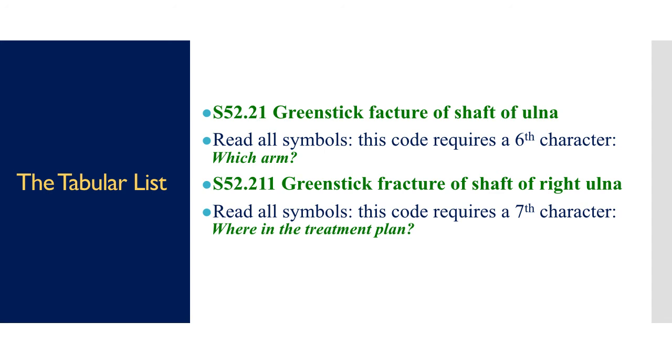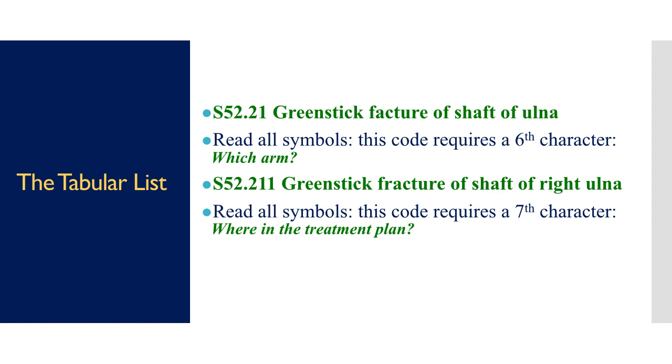And it's asking you which arm. Okay, that was also in the documentation. So go back to the physician's notes and you will see S52.211, greenstick fracture of shaft of right ulna. Look at how you're building this code and it's matching the documentation. Isn't that cool? Okay, but wait, we're not done yet because there's a symbol there that says you need a 7th character. Well, what's left to say?